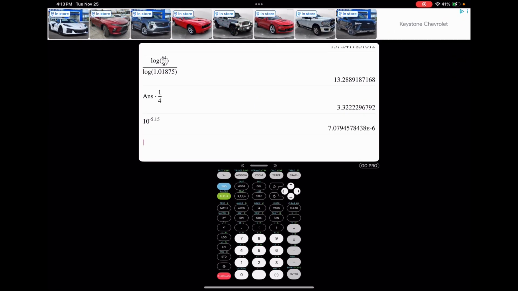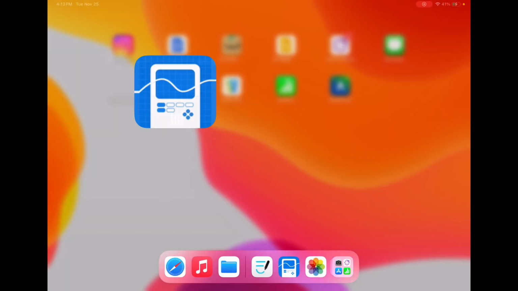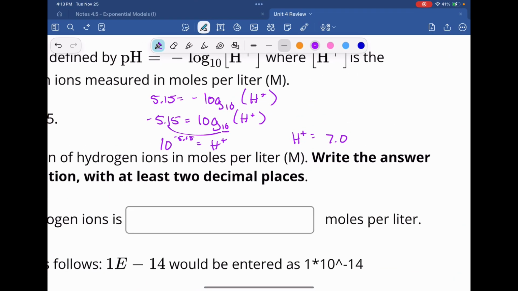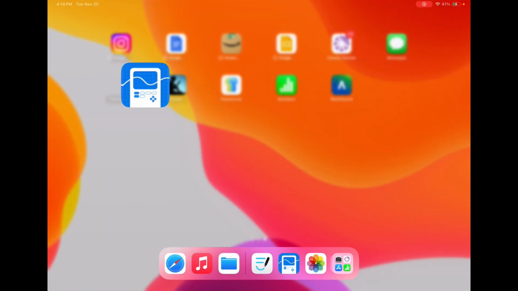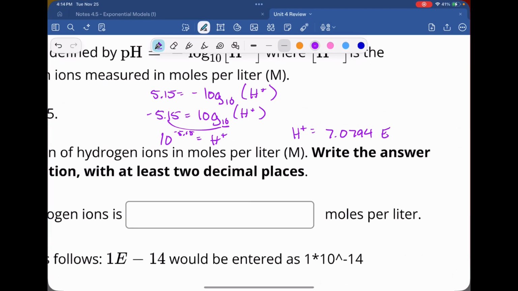Oh, 794. I think it was e to the -6. Yeah. So what this means is that this becomes the exponent. So it's 7.08 times 10 to the -6.